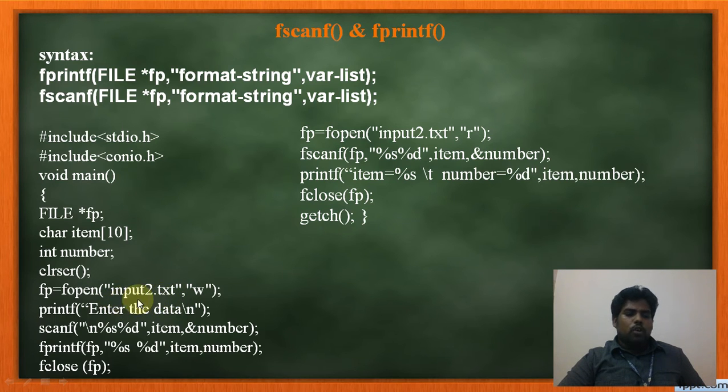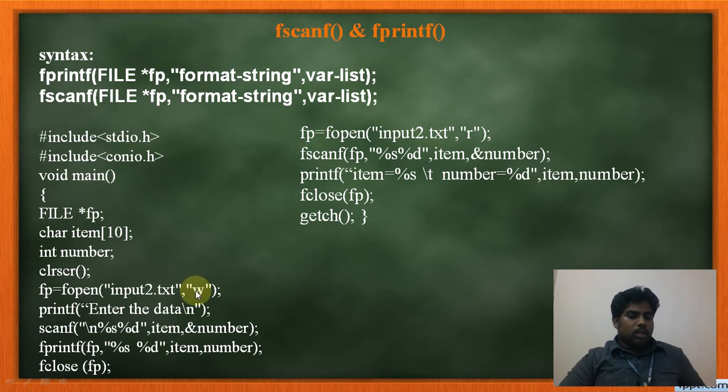Input2.txt. It is a notepad file. This is the file name. What is this W? It is the access mode. What's the meaning of this W? If the file is already existing, it will be opened and the content will be truncated. If the file is not available or not present there, it will create the new file.